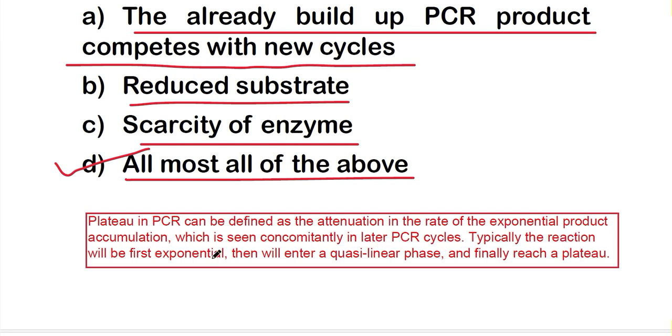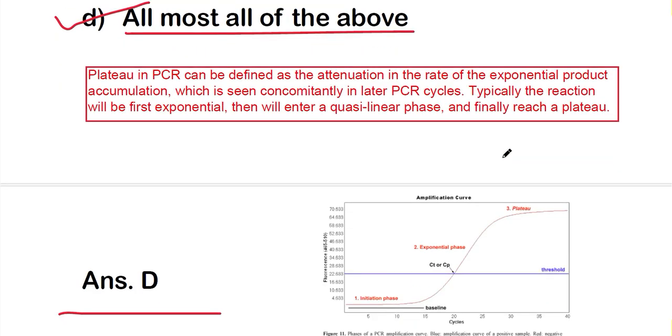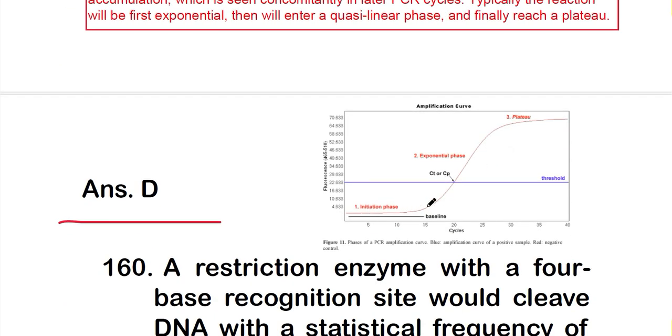Typically, the reaction will be first exponential, then will enter a quasi-linear phase and finally reach a plateau like this. This is the initial phase, then this is the exponential phase of PCR, and this is the plateau phase. Okay, so this is the plateau of PCR.